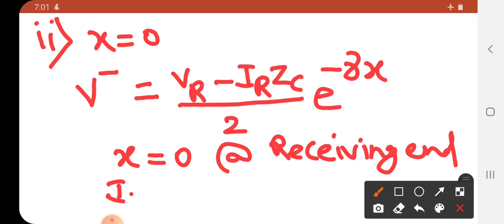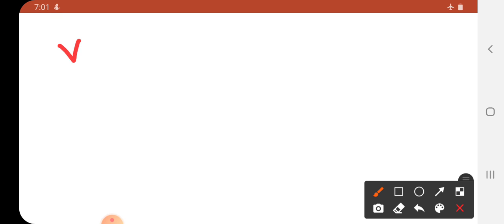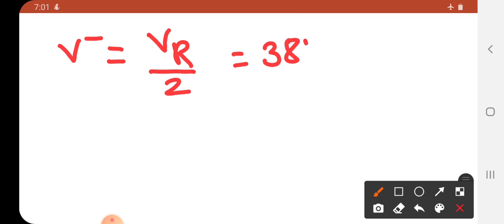And IR is equal to 0 as the receiving end is open circuited. Hence V minus is equal to VR by 2 only. This is 38100. You can observe that at receiving end the incident voltage as well as reflected voltage both are same.